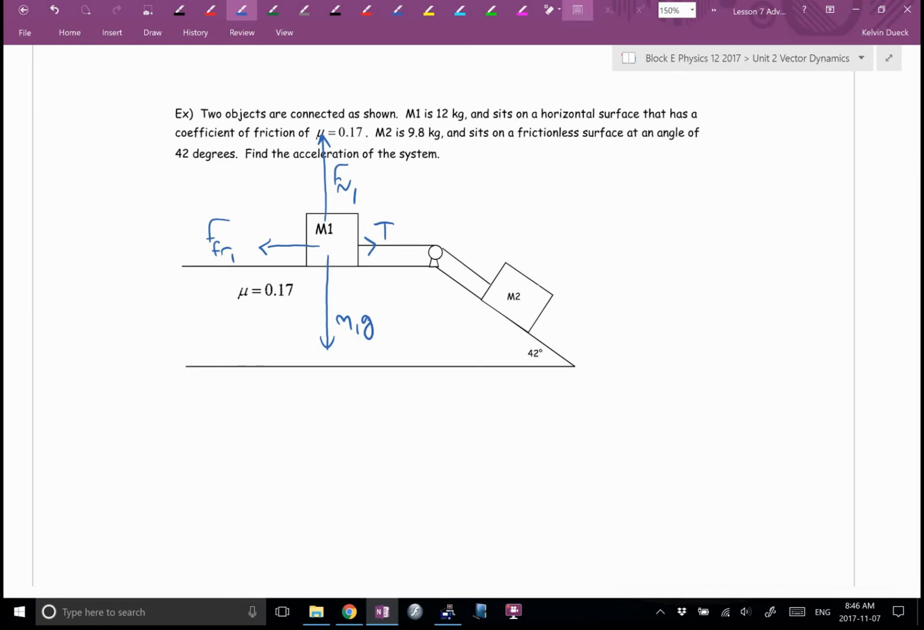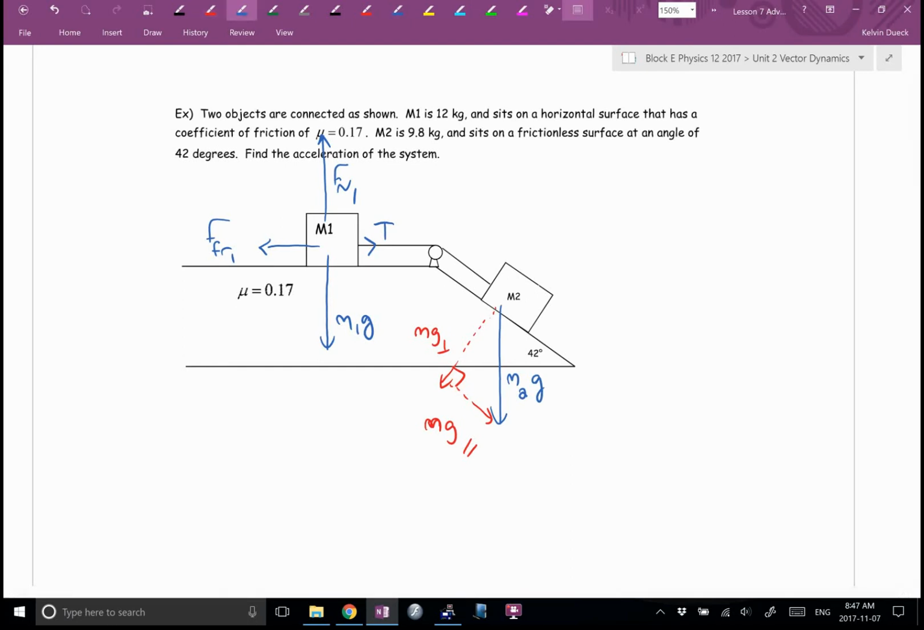What are the forces acting on mass 2? Get the obvious one. M2G. Pause. Now we're on an incline. Now I'm going to carefully break gravity up into its components. Mg perpendicular. Mg parallel. What else? There's got to be a normal force.